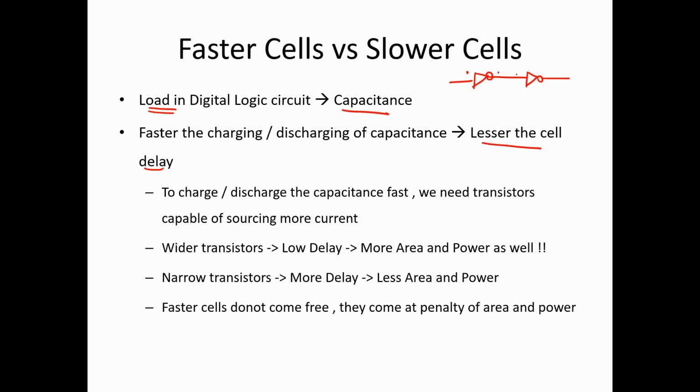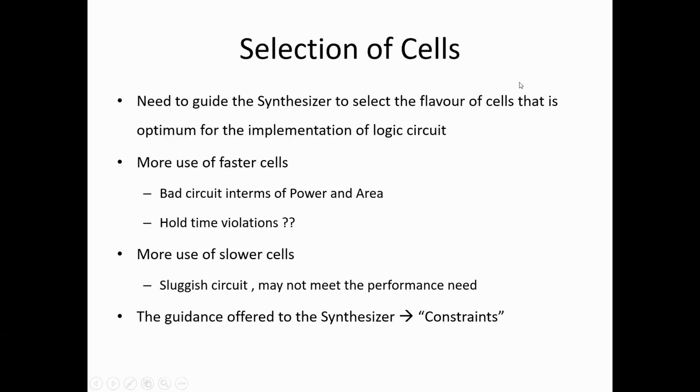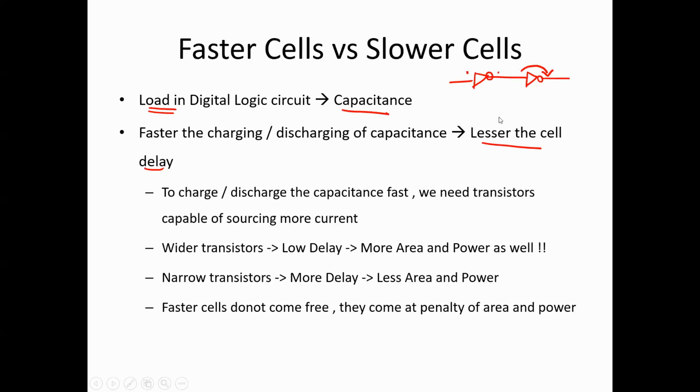Now the input should rise. So from here to here, what is the propagation delay? The time for the input to cause a change in the output. Now, how fast will the input change? It will depend upon how fast the driving gate is able to drive the input. Correct? So if the capacitance here is large, this gate will be driving the other gate slowly. If the capacitance is small, this gate A will be driving B very fast.